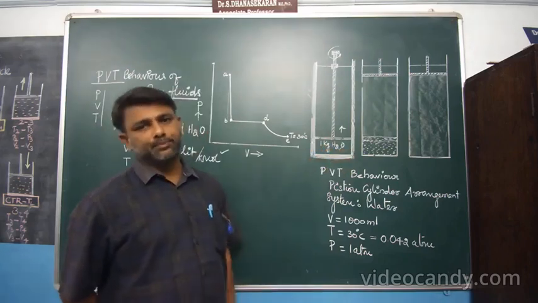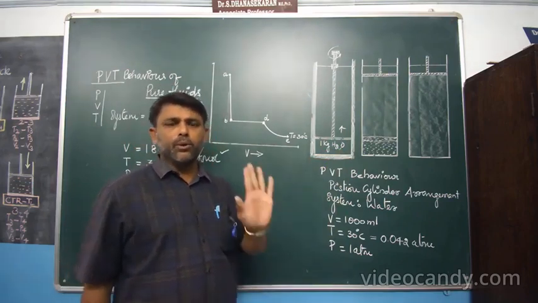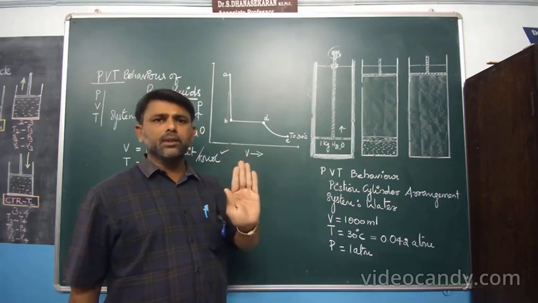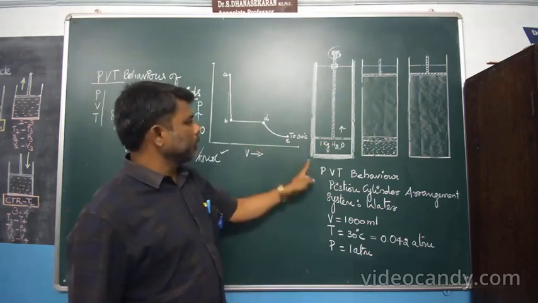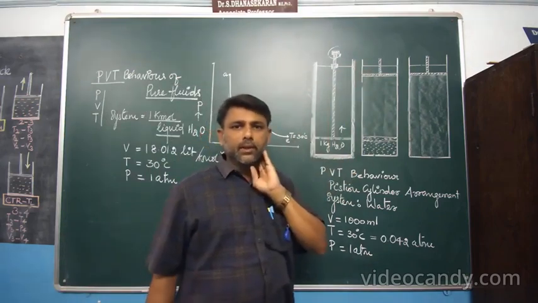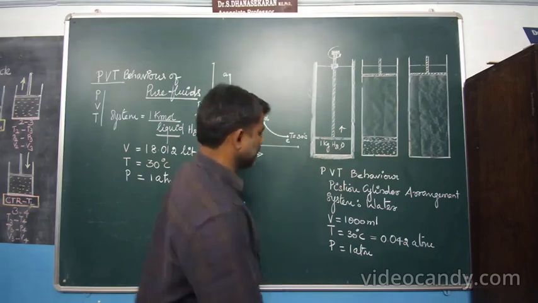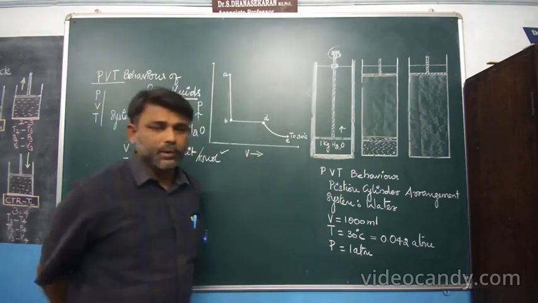Clear? Right. To maintain the temperature as constant, a provision is made. That means perfect insulation outside of the piston cylinder arrangement. Temperature is fixed at 30 degrees Celsius, and I am going to perform this experiment.